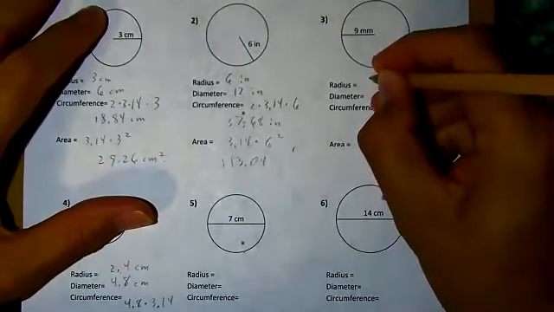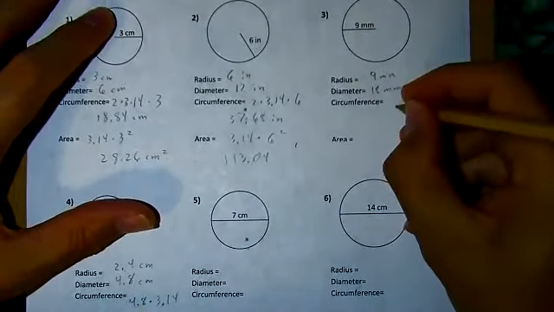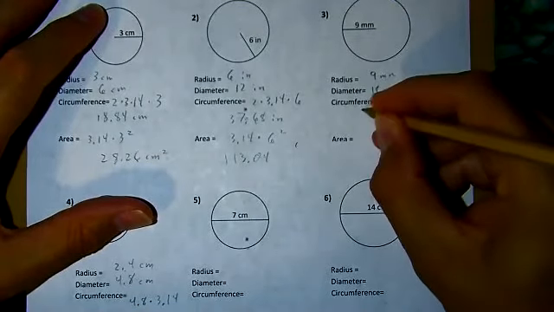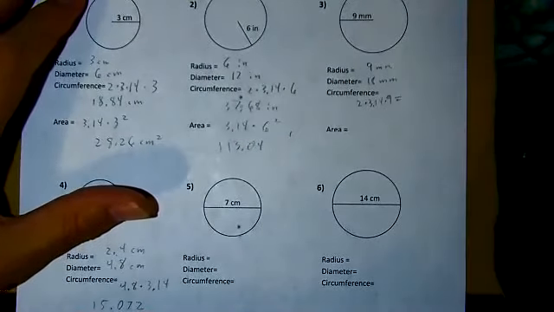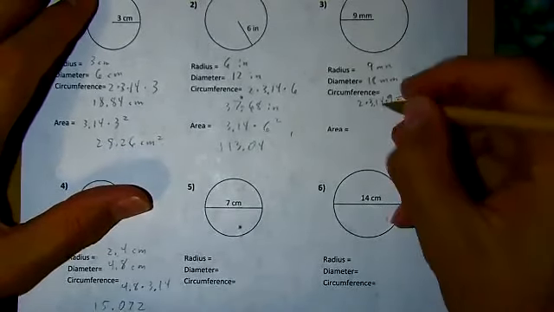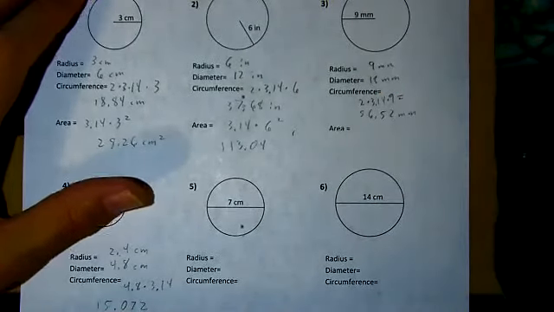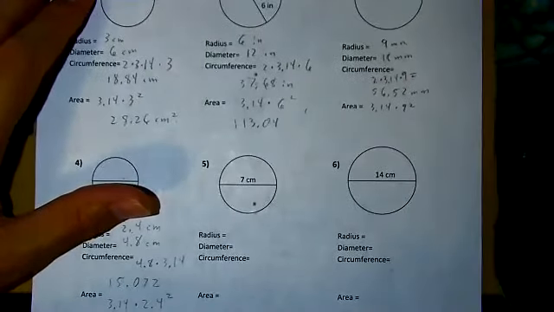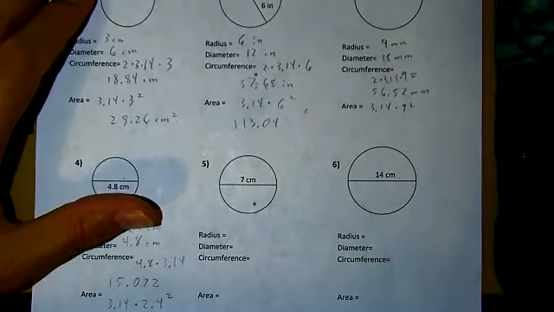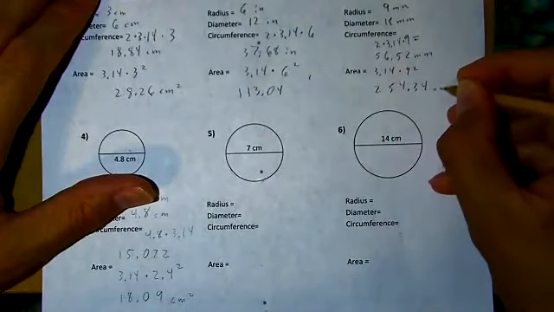All right, so we're given the radius. Diameter will be 18. Circumference is going to be 2 times 3.14 times 9, which is 56.52 millimeters. Area is 3.14 times 9 squared, which is 254.34 millimeters squared.